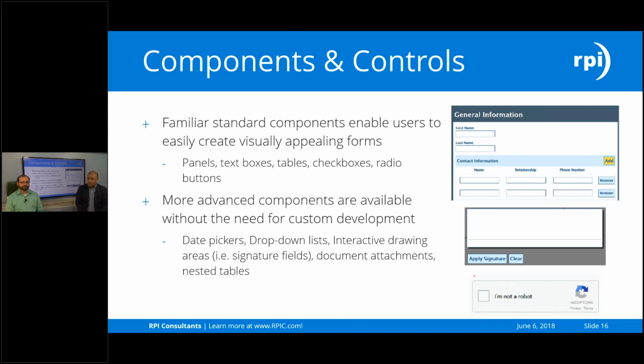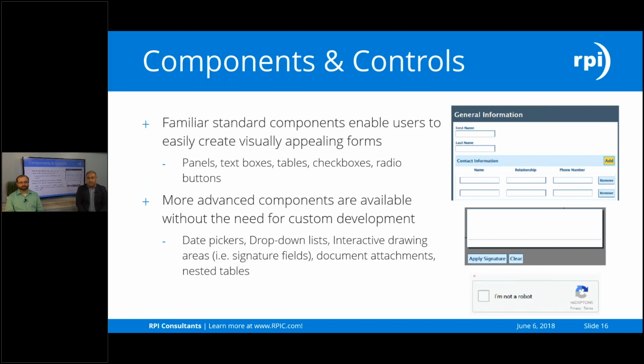So going into that a little bit further, some of the components and controls here. Over on the left side, you saw there's some familiar standard components. And again, these are just HTML components that you'll be familiar with. Items such as labels, panels, text boxes, tables, even radio buttons. All of that is available on the left side just to drag into the form, and you can orient them as you'd like. There are more advanced components available as well.